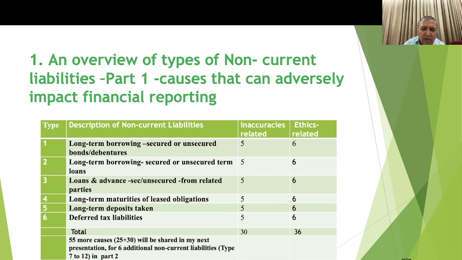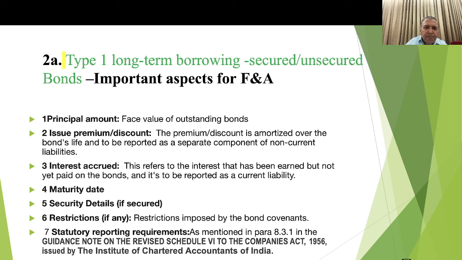So overall, 30 inaccuracy related causes have been identified and 36 ethics related causes have been identified. Now, as mentioned, 55 more causes will be shared in my next presentation, which will include 25 inaccuracy related and 30 ethics related causes in part 2.